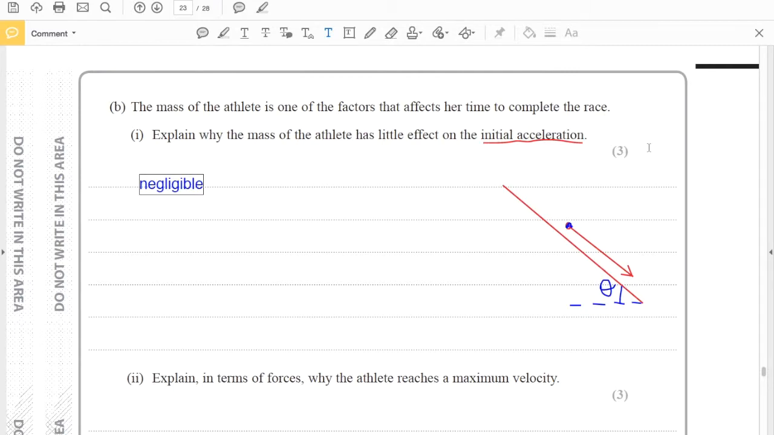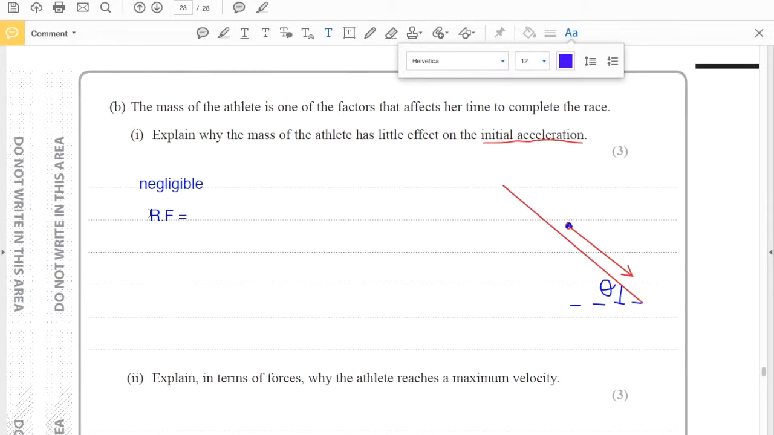Now, keeping that in mind, here again you have got 3 marks. If you want to secure all three, you must mention the first point, which would be that the opposing force or the drag acting on the object is negligible. Now, coming to prove it theoretically, if you're talking about the resultant force acting on the object, that will be equal to mass multiplied by acceleration.